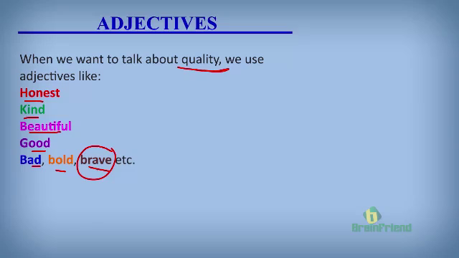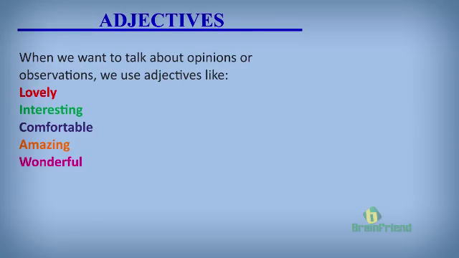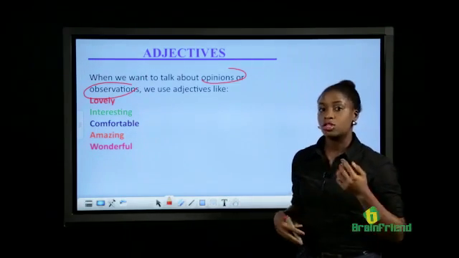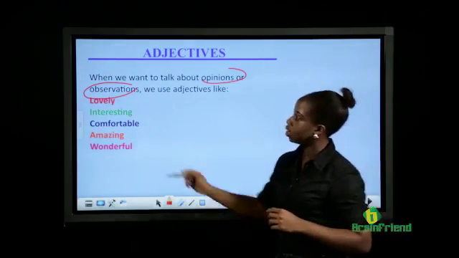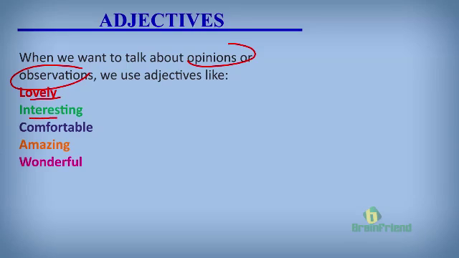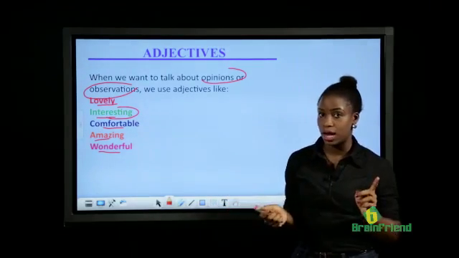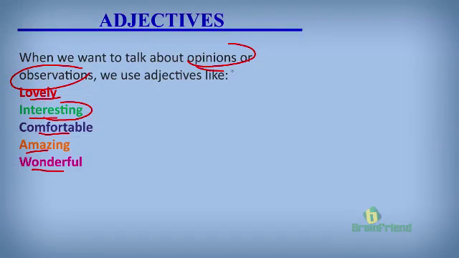These are adjectives. We also have adjectives that we use in talking about opinions or observations. That is what you personally think about something. Some examples of this type of adjectives include lovely, interesting, comfortable, amazing, and wonderful. For example, you could watch a movie and you enjoy the movie. You could say, this is an interesting movie. While you think it's an interesting movie, someone else could think it's a boring movie. That is why it is an adjective that describes opinion or personal observation.